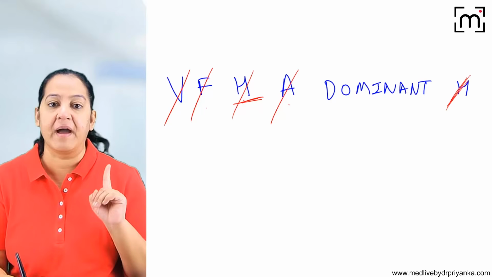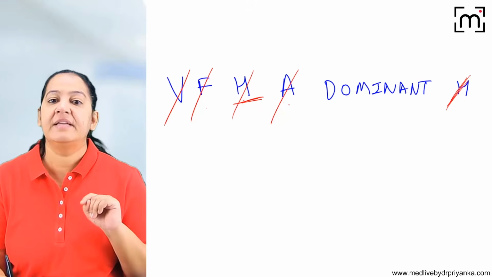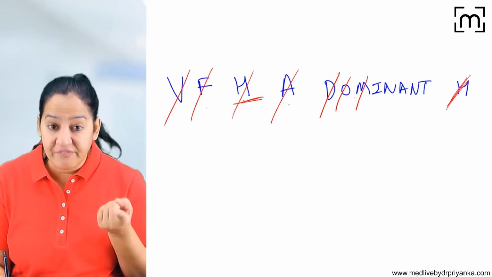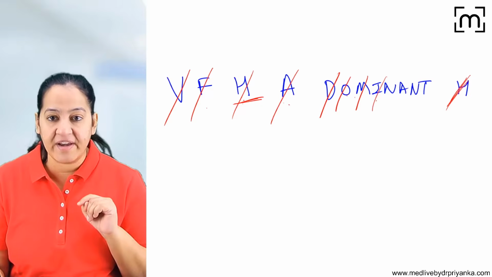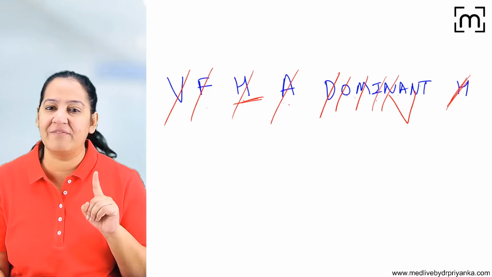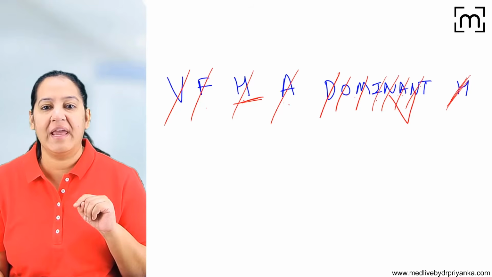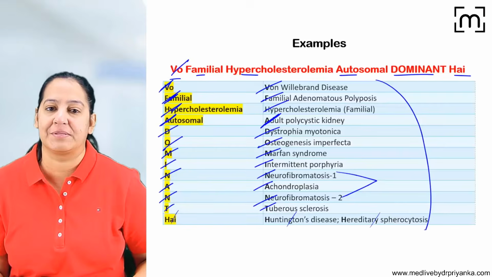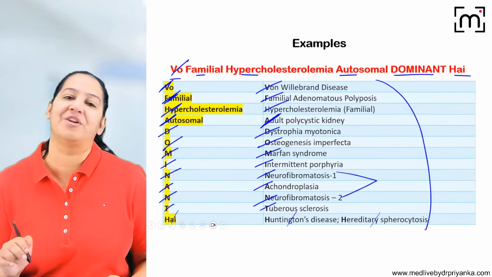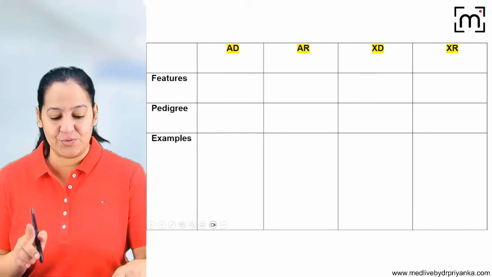One H is hypercholesterolemia. A is adult polycystic kidney disease. D is dystrophic myotonica. O is osteogenesis imperfecta. M is Marfan syndrome. I is intermittent porphyria. There are 2 N. So one N is neurofibromatosis 1, one N is neurofibromatosis 2. A is achondroplasia and T is tuberous sclerosis. So I tried my best to help you to learn that. So with the help of the mnemonic, at least you can enumerate the examples. So we are done with the first one, autosomal dominant.